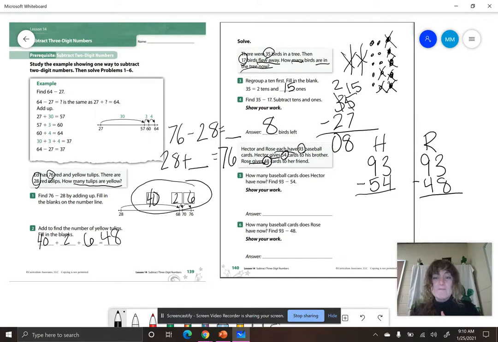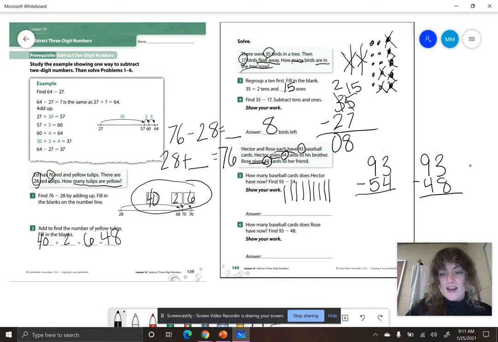Find 93 minus 54. So I'm going to erase this H and R. And we are going to solve this problem. I am going to show this strategy right here, but you can use whatever strategy works best for you. So starting in my ones place, in my whole, I have 3 ones. So I'm going to draw this 9 tens, 1, 2, 3, 4, 5, 6, 7, 8, 9, and 3 ones. Starting in my ones, do I have enough ones to take away 4? I do not. So I am going to regroup, and I'm going to put that ten back, and I'm going to regroup a ten.